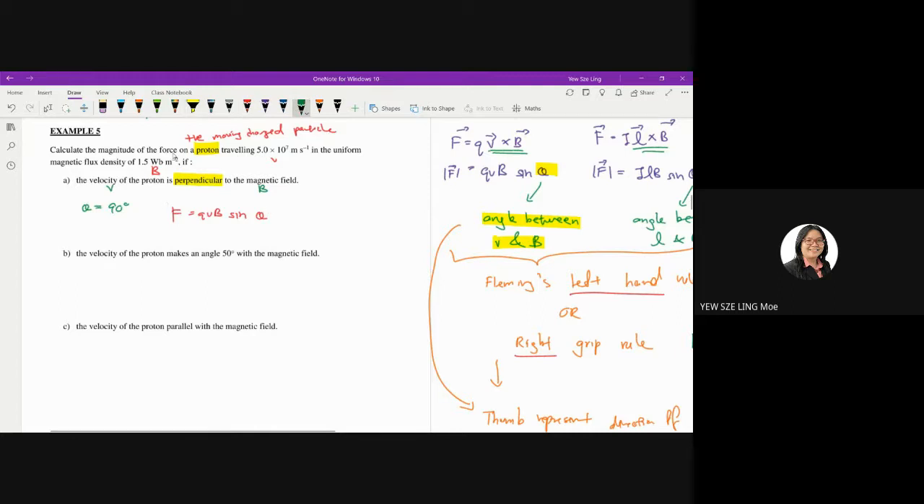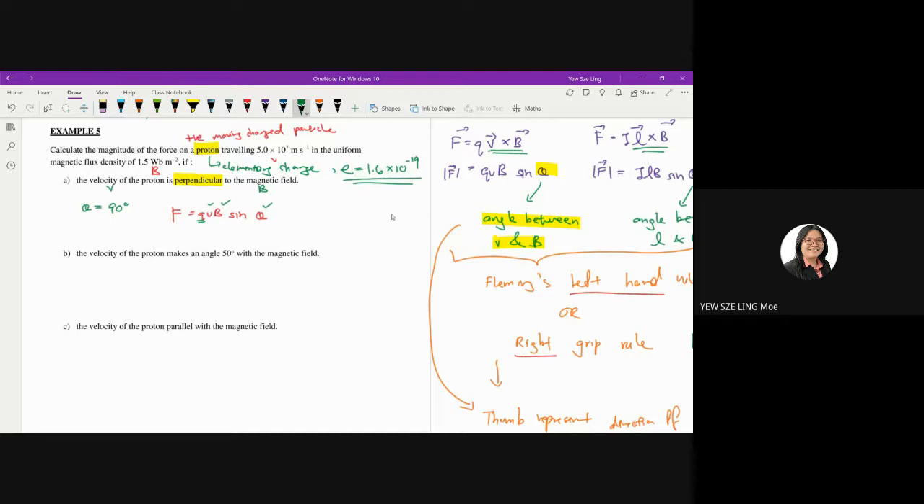According to the information given, now you have theta, you have B, you have V. How about Q? Remember, a proton has the elementary charge. The elementary charge, the value e, is given in the list of constants, which is equal to 1.6 times 10 to the power of negative 19. So it is a constant value.